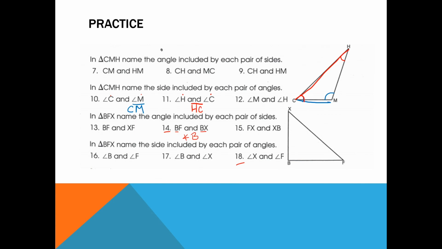So in triangle BFX, I want to name the side included by each pair of angles, and I have angle X and angle F. I know that that should be segment XF because the segment is always created by connecting the vertices, but again, I can look at it here, vertex X to vertex F, which is segment XF.